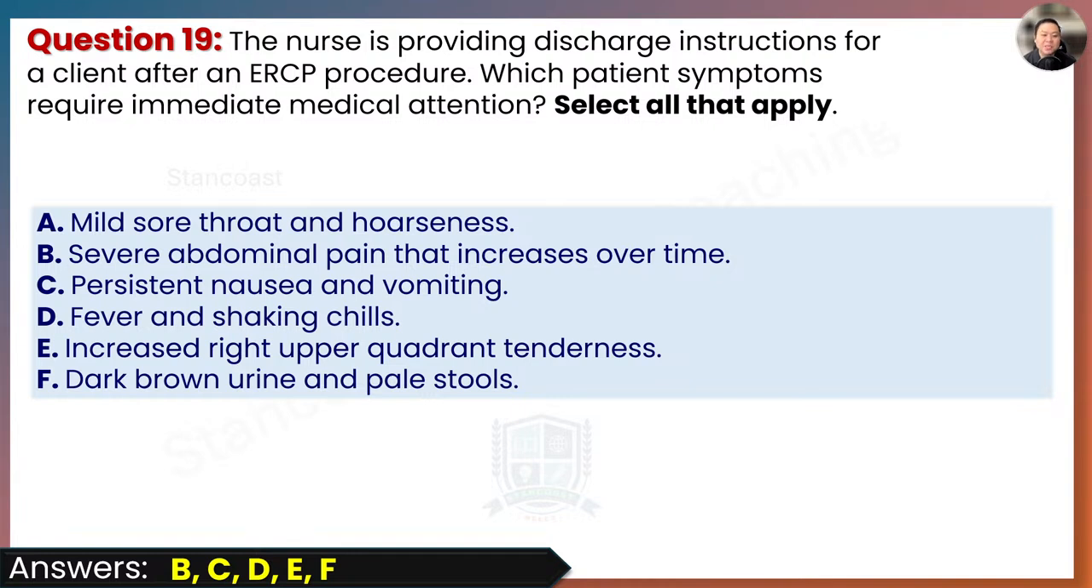The severe abdominal pain that increases over time is a progressive pain. This possibly indicates pancreatitis, which is a complication of ERCP, and possibly it could have caused perforation. And these are both life-threatening complications. So you need to assess this as well. Now, what about letter C?